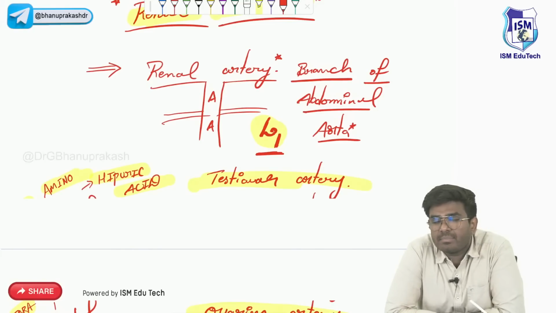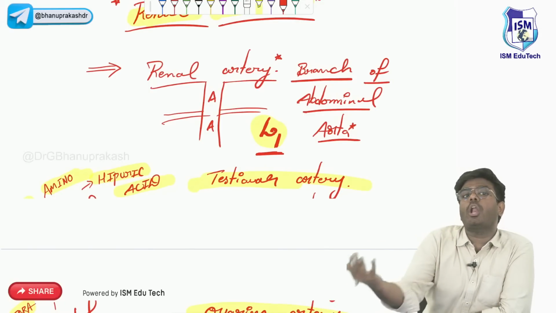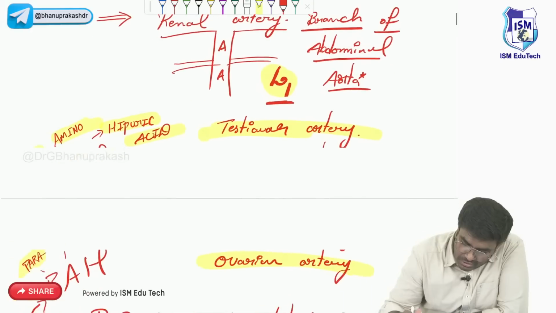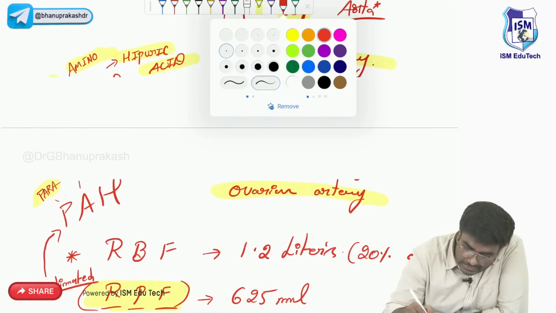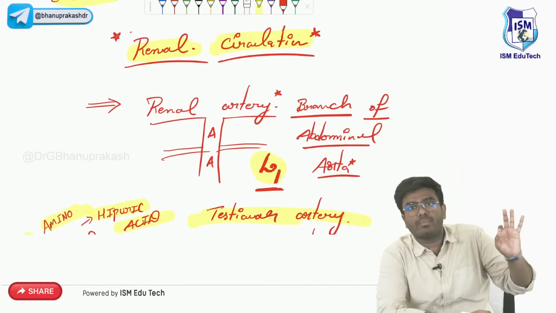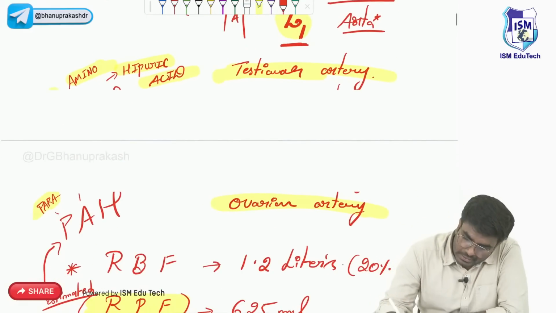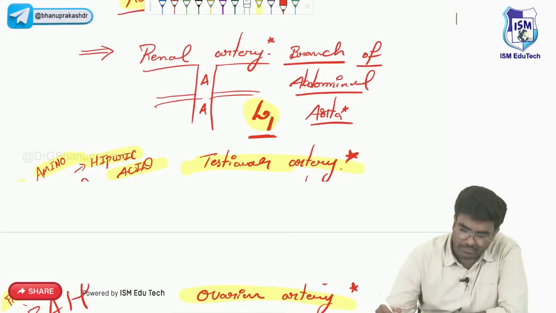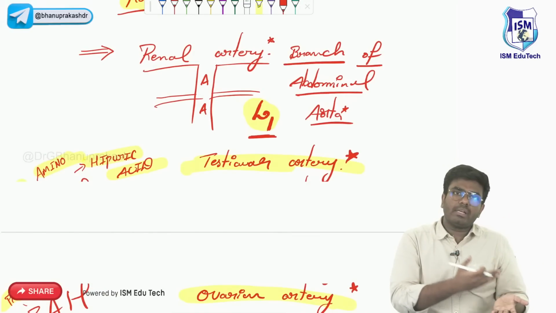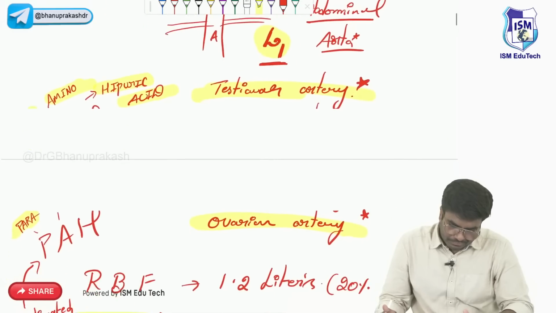In a recent FMGE exam, this question was asked: the testicular artery in males or the ovarian artery in females, or we can say gonadal arteries. Testicular artery and ovarian artery are one and the same. They are also direct branches of the abdominal aorta. Never forget, the testicular and ovarian arteries are branches of the abdominal aorta, just like the renal artery.